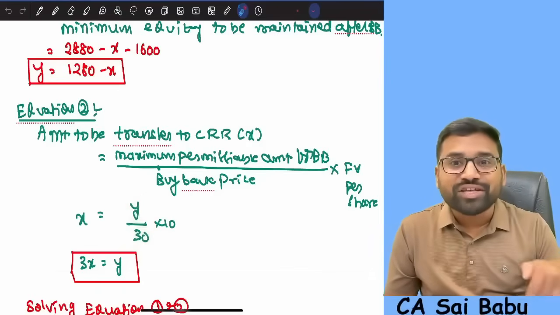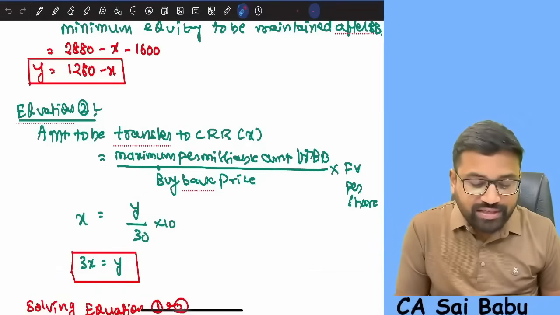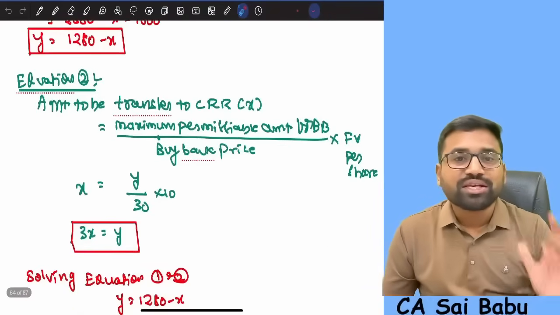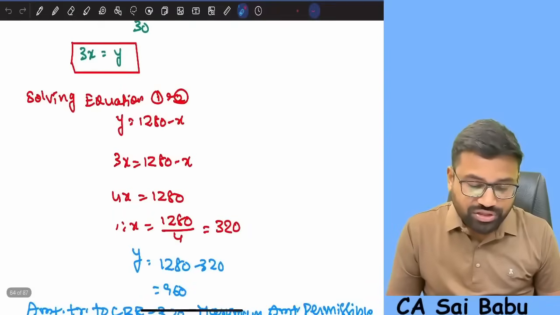Then you will get the number of shares to be bought back into face value. You will get the nominal value of shares so bought back. So X is equal to Y divided by 30 into 10. That is, 3X is equal to Y. This is equation number 2. So you have to remember these two equations. Now solve these two equations, you will get X and Y.